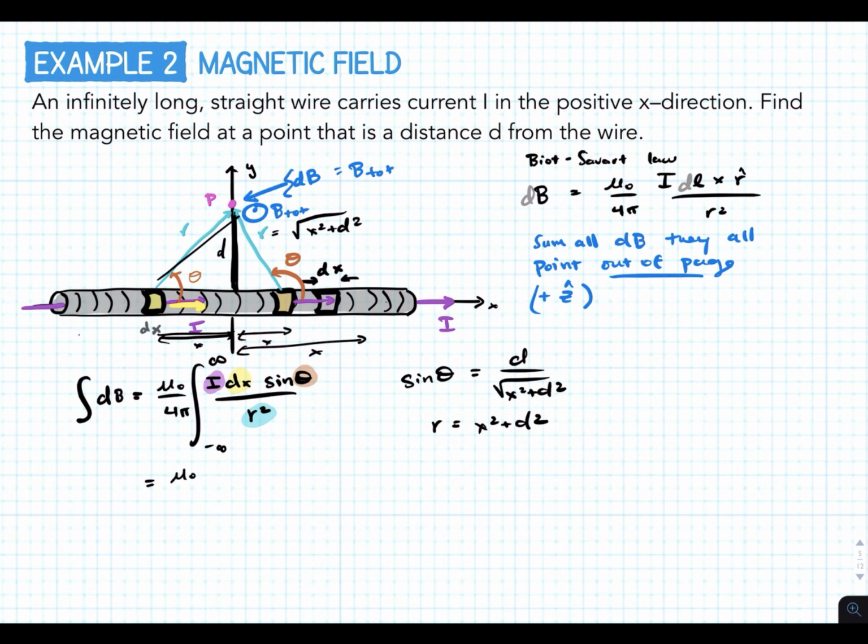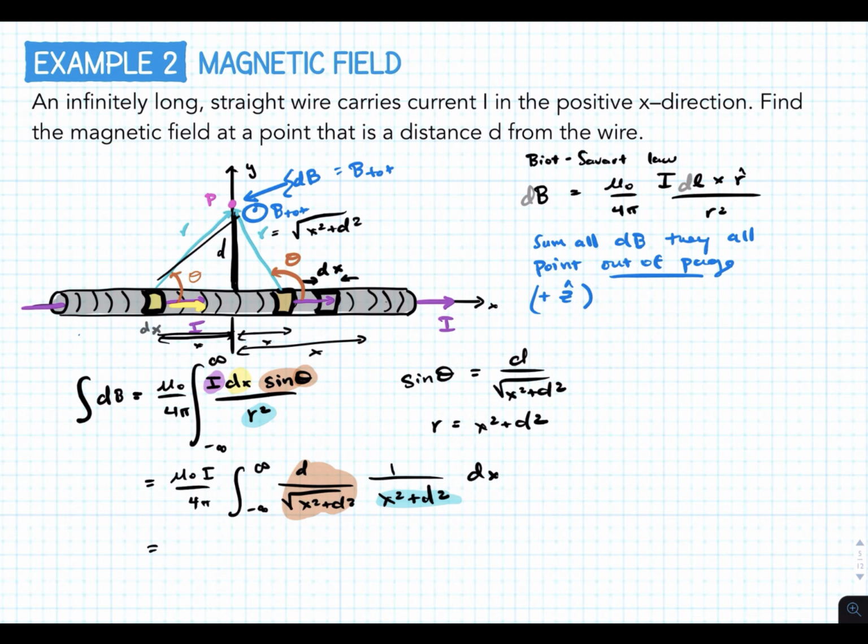So when we plug back in over here, we can pull out the current because that doesn't change. We end up with d, and I know that's kind of an unfortunate choice of variable, and I'm sorry. That's going to be d over the square root of x squared plus d squared times 1 over x squared plus d squared, where this is r and this is from our sine of theta. Okay, and we still have a dx, and now we're ready to go.